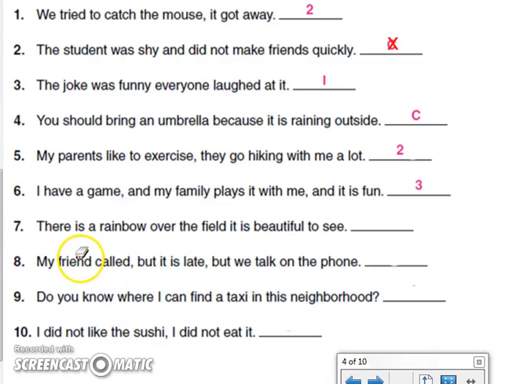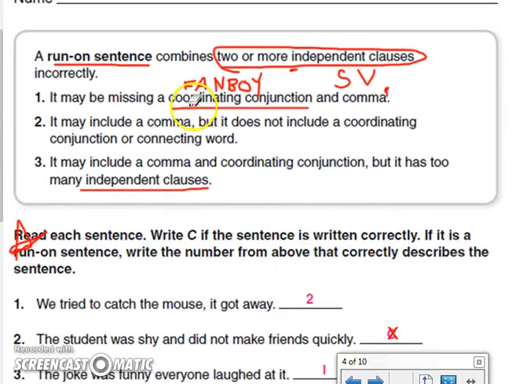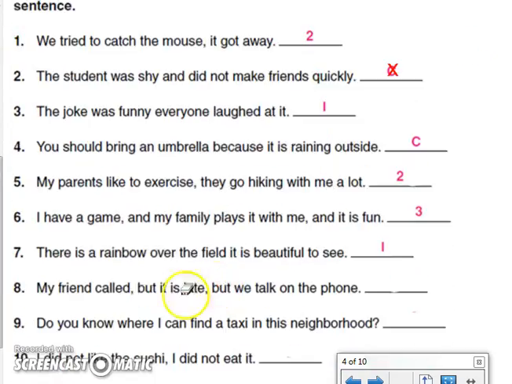All right, number 7. There is a rainbow over the field. It is beautiful to see. What did you come up with? Number 1, what are we missing? A fanboy or a comma. Why is that? There is a rainbow over the field, period. That can stand alone. It is beautiful to see. That can stand alone. So I have 2 independent clauses. Well, I'm really missing a conjunction and a comma.